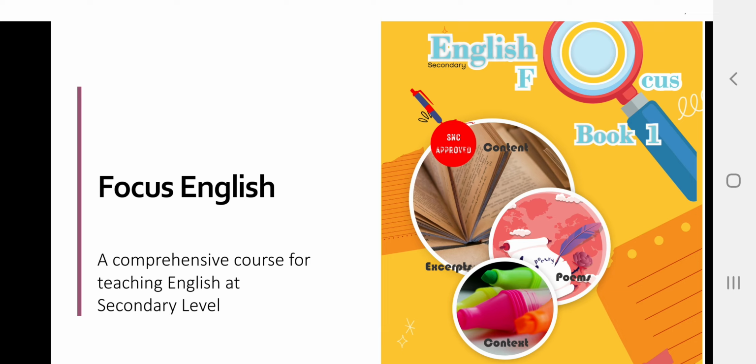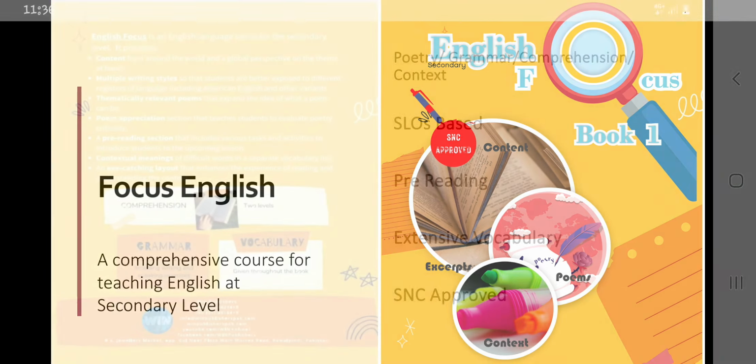Today's video is very special because it is about our new product by the name of Focus English. Focus English is a comprehensive course for teaching English at secondary level. It comprises two books, Book 1 and Book 2, for years 6 and 7, or for grades 6 and 7. In today's video, I will not only share the salient features of these books with you, but I will also share one complete lesson plan of Unit 1 from Book 1, which is meant for grade 6, along with the answer keys. So stay tuned and watch the video till the end.